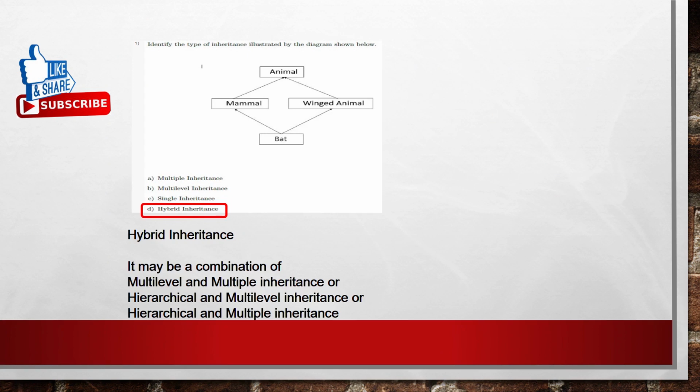Coming to the first question. Identify the type of inheritance illustrated by the diagram shown below. Here, we have a diagram. It contains some classes like animal, mammal, winged animal, bat. And here we have 4 options: multiple inheritance, multi-level inheritance, single inheritance, hybrid inheritance.